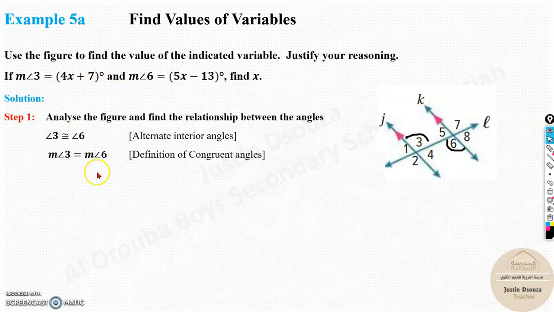Now just equate these two expressions: 4x plus 7 equals 5x minus 13. Keep x on one side and the numbers on the other side. Since 5 is greater than 4, 5x will remain there. 4x is taken to the other side, so it becomes minus 4x. The minus 13 goes to the other side and becomes plus 13, so 7 plus 13 is 20 on the left side, and 5x minus 4x is 1x. We don't write 1; if we write x, that means the coefficient is already 1. So x is 20 in this case.